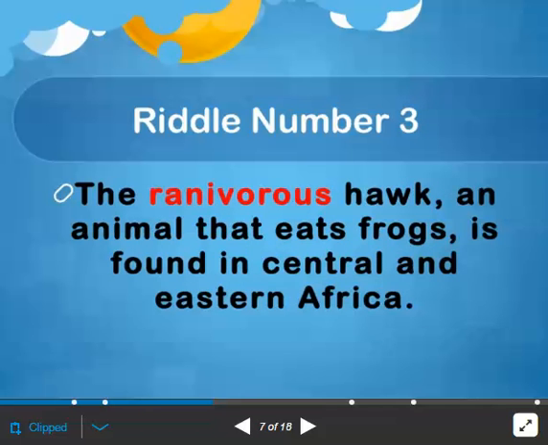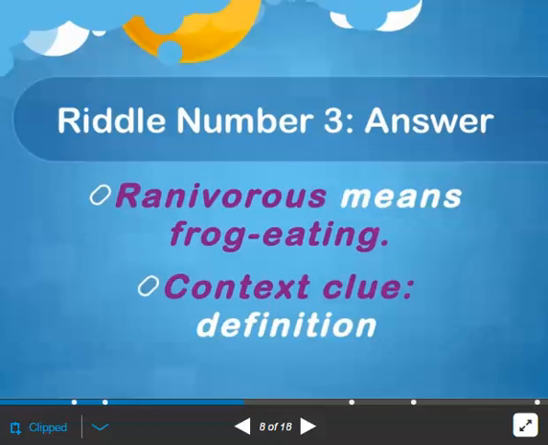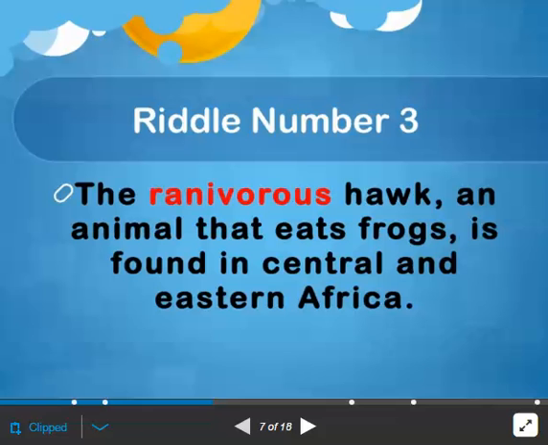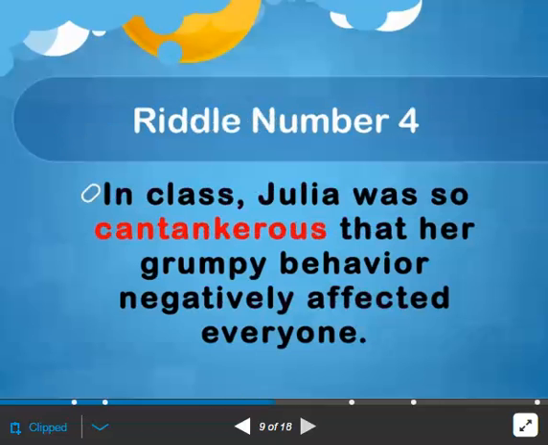Let's do a third one. The renivorous hawk, an animal that eats frogs, is found in Central and Eastern Africa. What might that bold word mean? Here we can use the context clue of a definition to figure out that it means frog eating. The clue here are the commas, an animal that eats frogs. Let's do our last example.